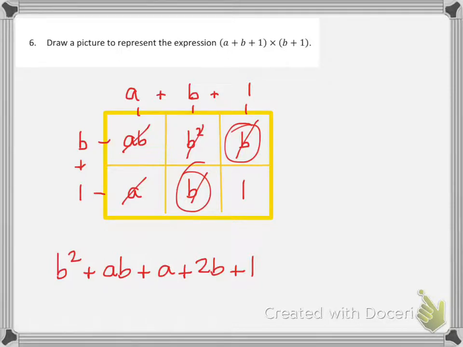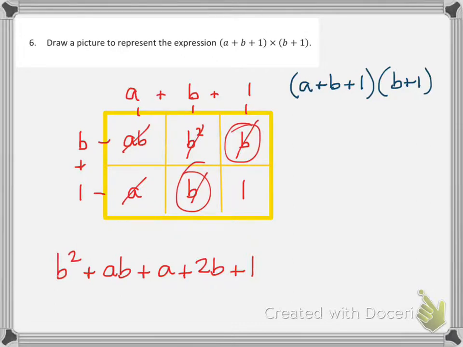And we can also show this using the distributive property. So let's take a look at that. We would have A plus B plus 1 times B plus 1. And we can use the distributive property to answer this just by distributing one term into the other parentheses.